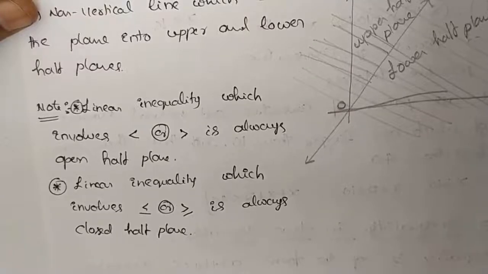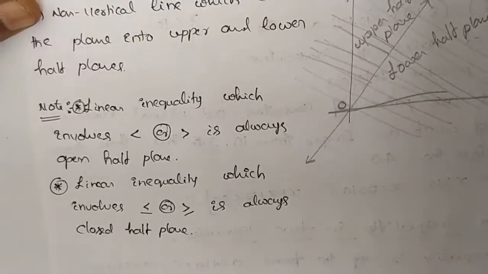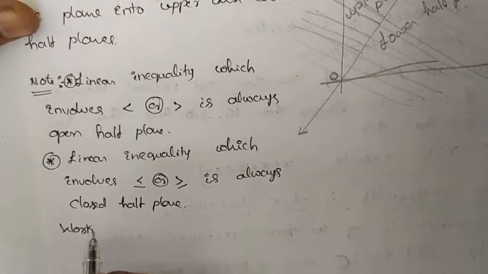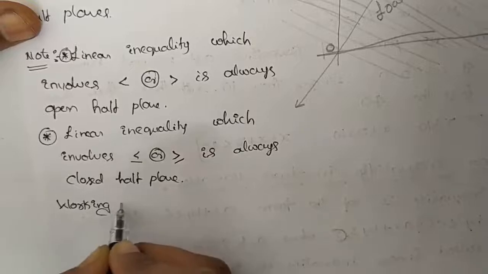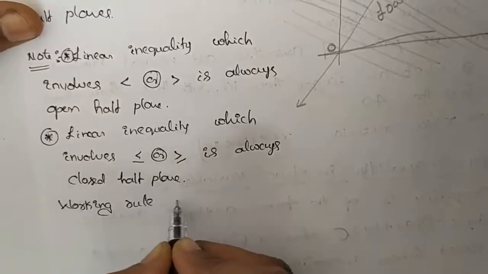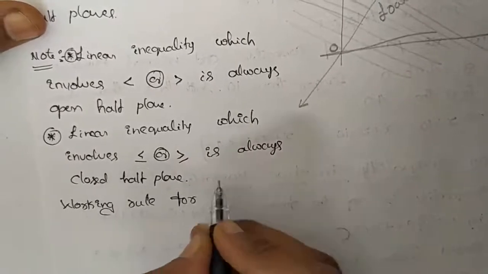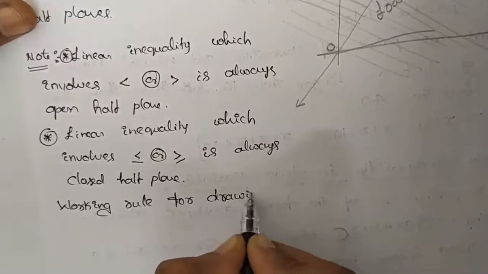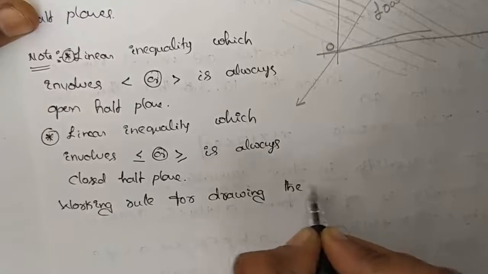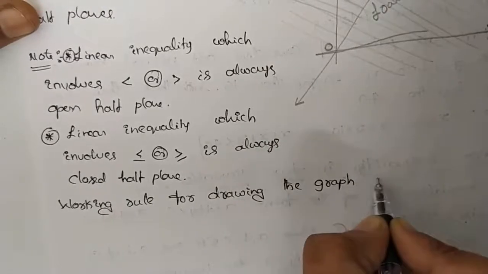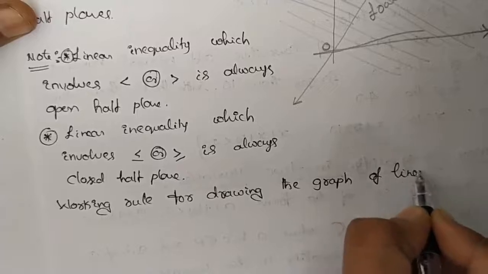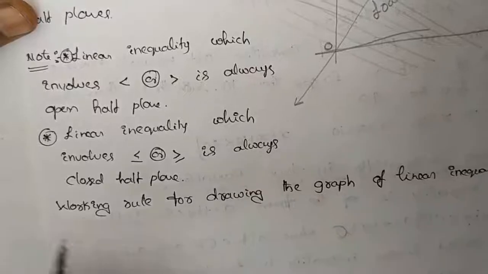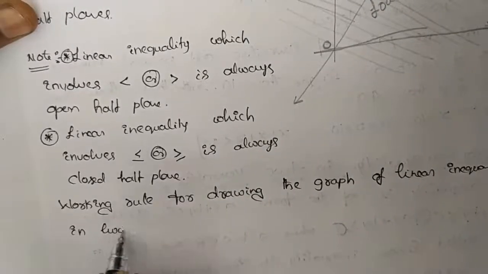Next, we will move on to the working rule. Write down the heading: working rule for drawing the graph of linear inequality in two variables.